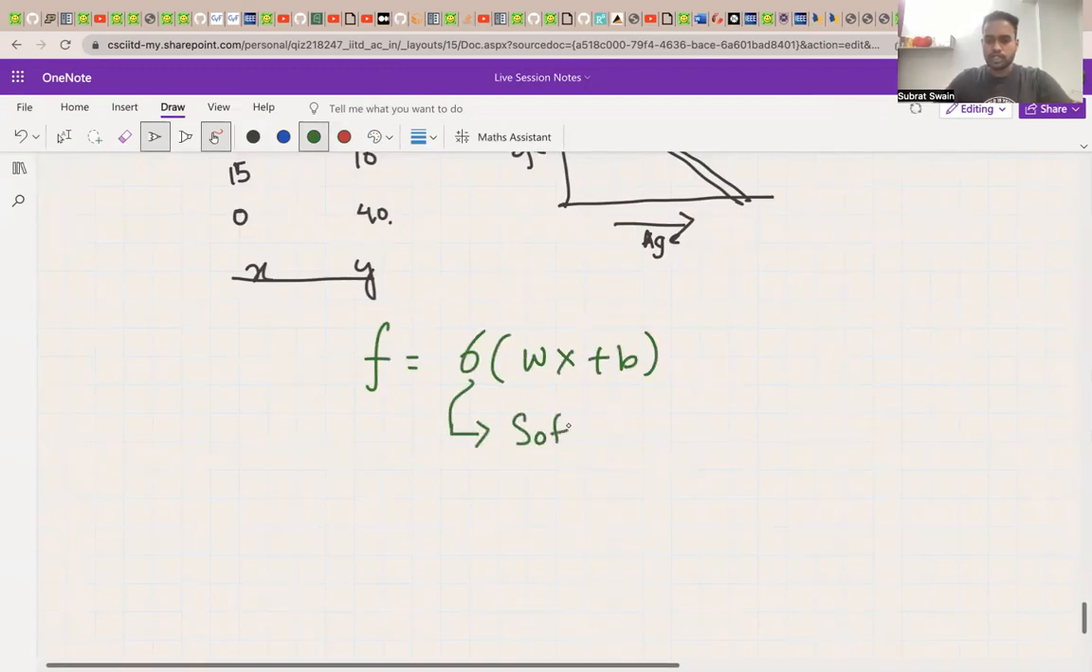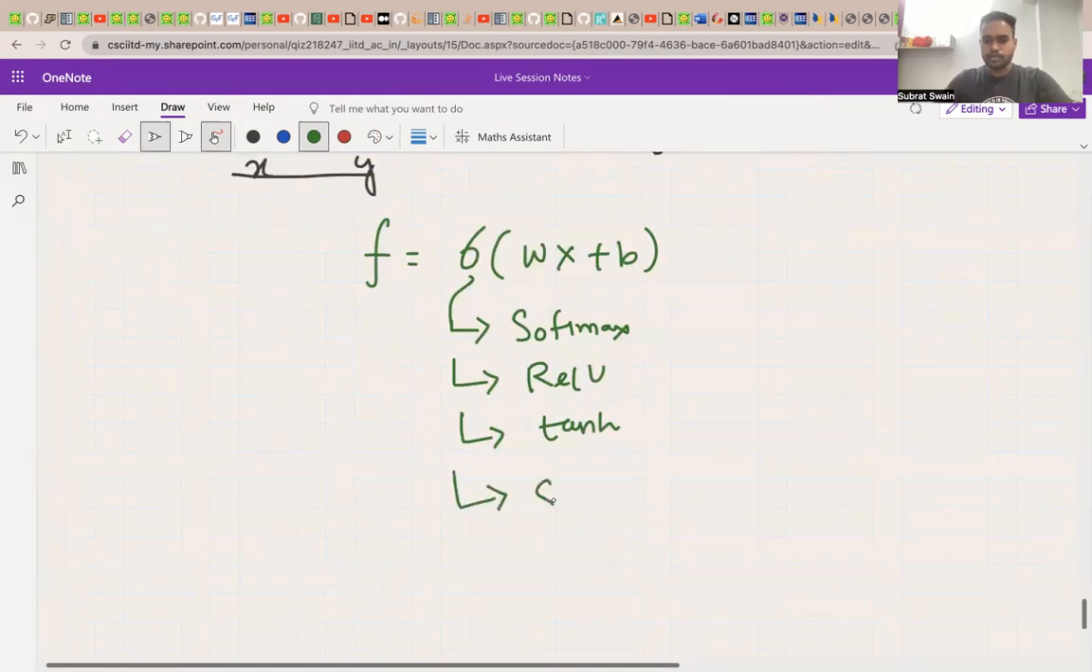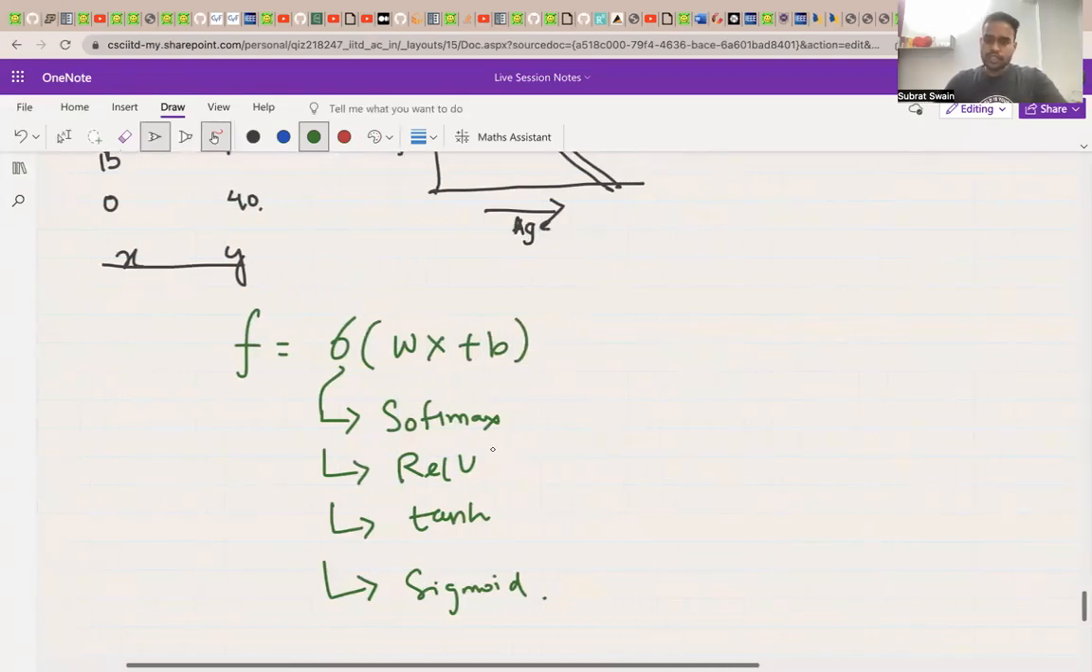One is softmax, one is ReLU, another is tanh, and another is sigmoid. So there are different types of non-linearity. Okay. So this thing is clear, right? Suppose there are some things which are non-linear in nature. To tackle these things, we're adding an extra layer of non-linearity on top of the linear function that you assumed.